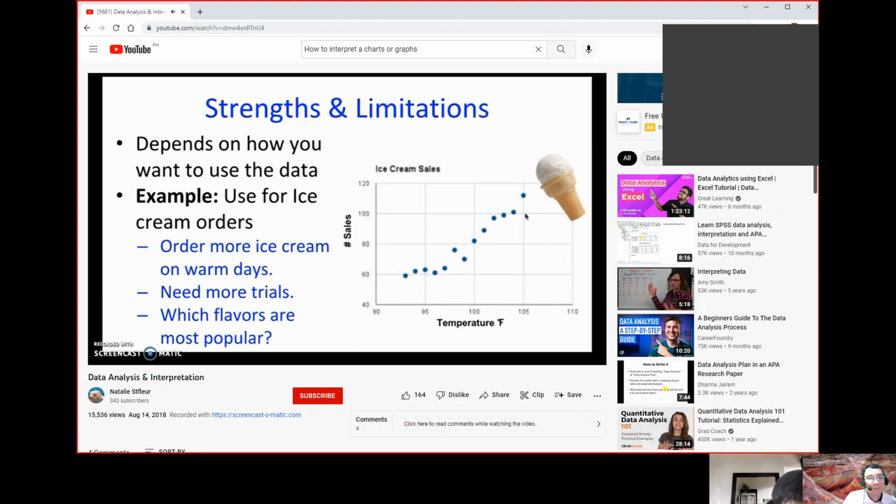However, I don't know if this data has been collected over days, weeks, months, years. So I may need to see more trials just to confirm that this is what I should do. Finally, if I'm ordering ice cream, I probably will have different flavors, and this data doesn't tell me which flavor is most popular on those days. So I will still need to do some more research.